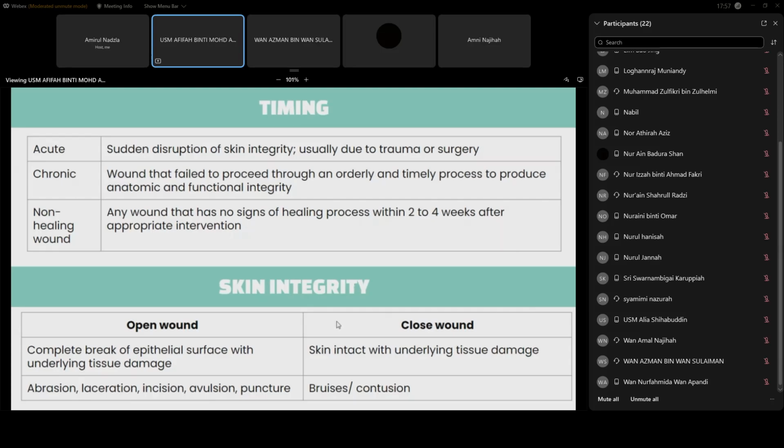And then wounds can also be divided into open and also closed wounds. Open wound means the wound has a complete break of epithelial surface with underlying tissue damage and can include wounds such as abrasion wound, laceration wound, incision wound, avulsion wound, and also puncture wound. And then closed wound, the skin is intact with underlying tissue damage. Examples of closed wound include bruises and also contusion.